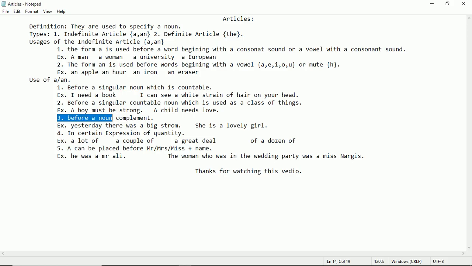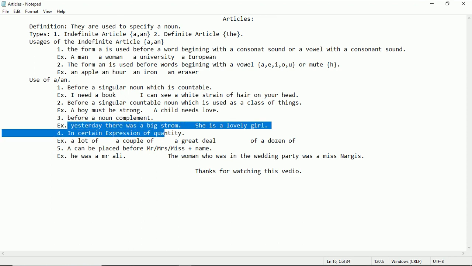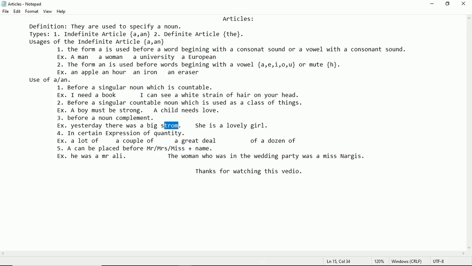Number 3, before a noun complement. When our sentence is completed by a noun, we use a or an. For example, yesterday there was a big storm. Here our noun is storm and we use a before it. She is a lovely girl. Here our noun is girl and we use a before it.